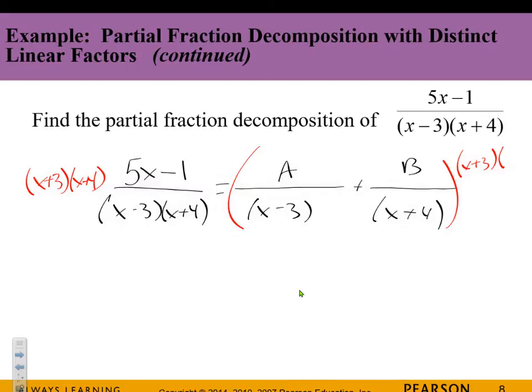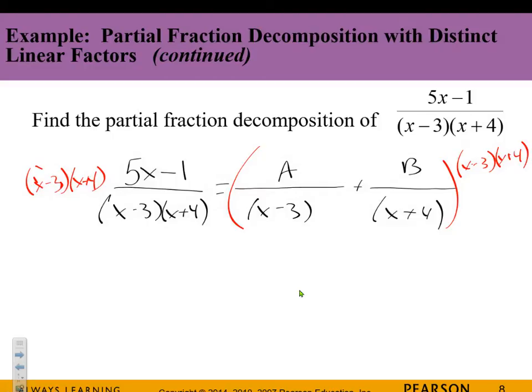x minus 3. What am I doing? That would have been bad. X minus 3, x plus 4. What happened? I don't math. Is that okay with you so far?